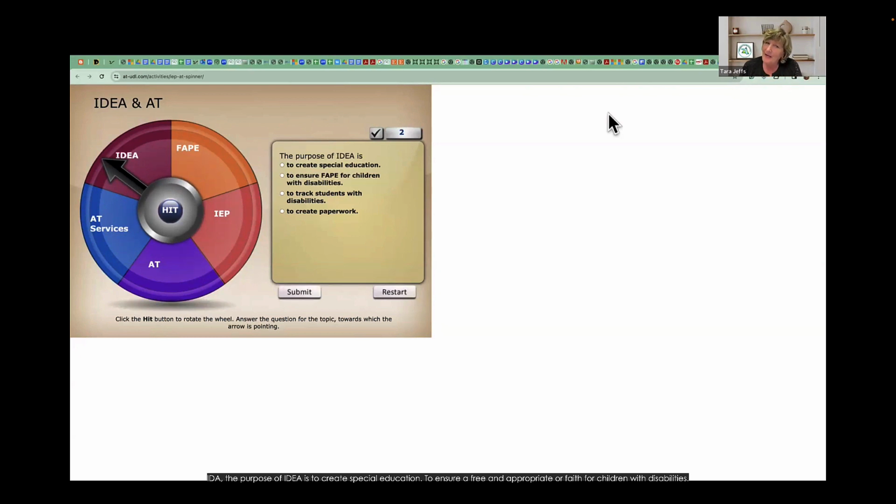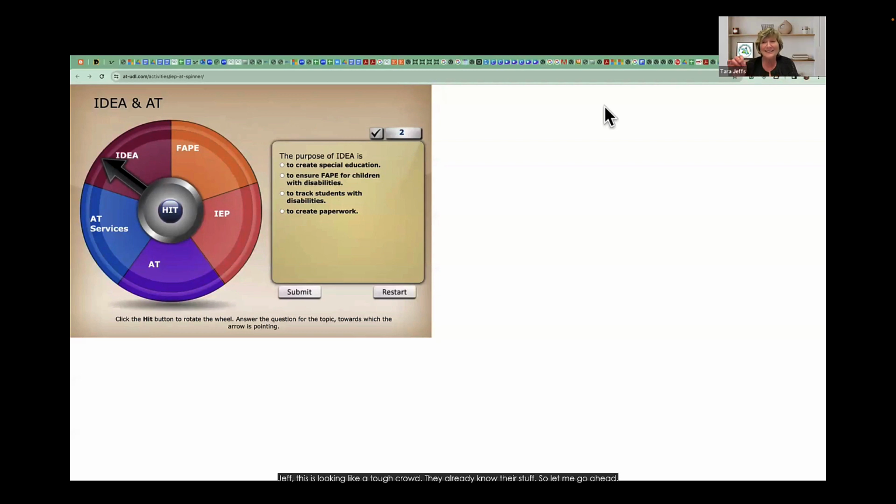IDEA. The purpose of IDEA is to create special education, to ensure a free and appropriate public education, or FAPE, for children with disabilities, to track students with disabilities, and to create paperwork.